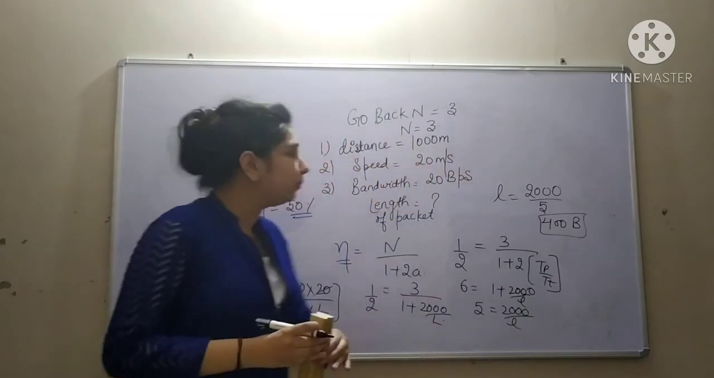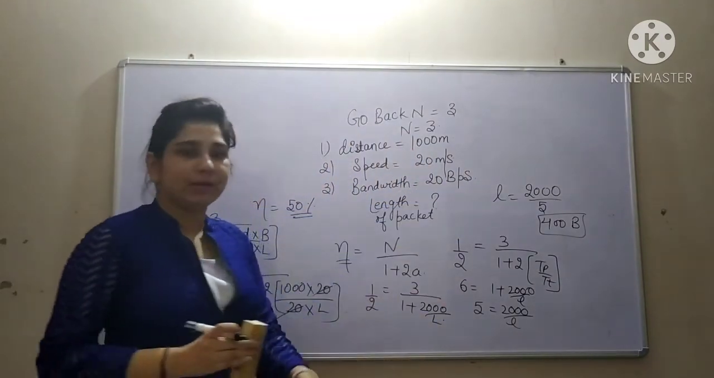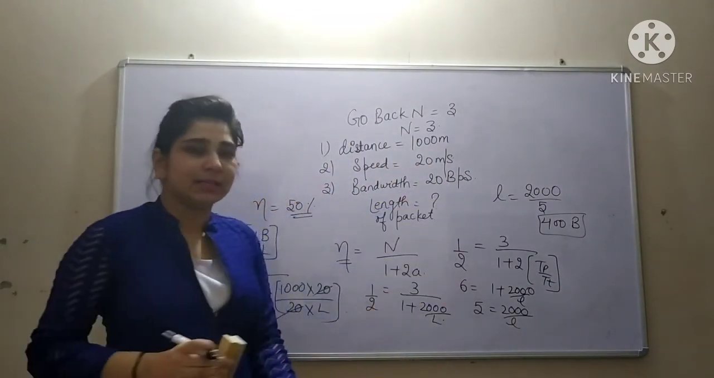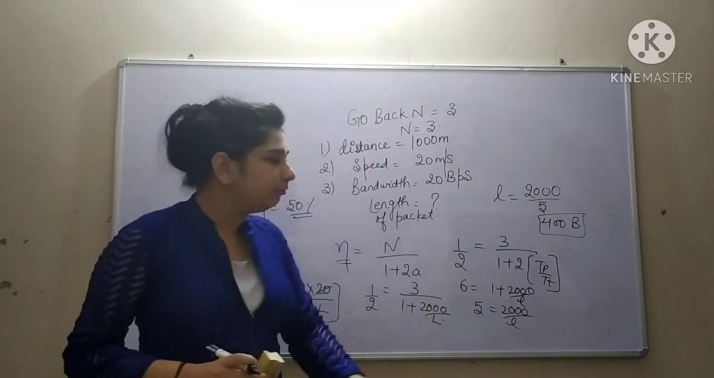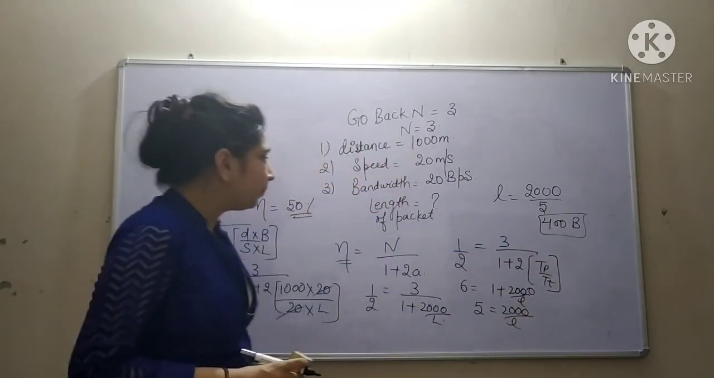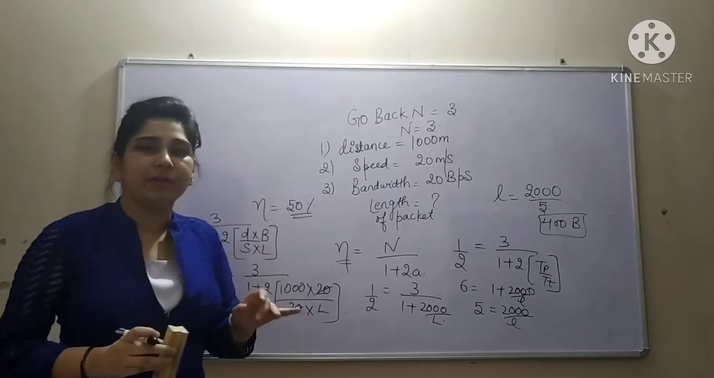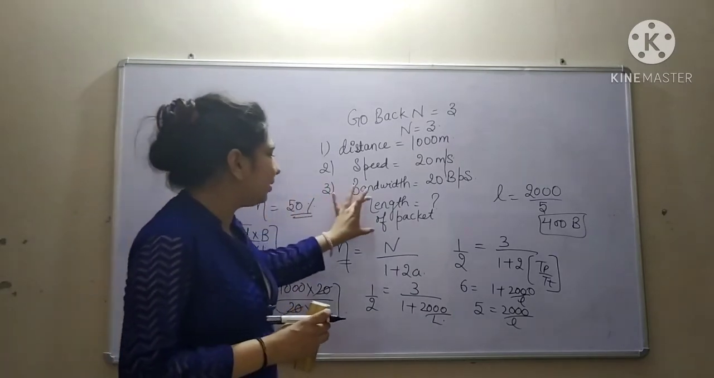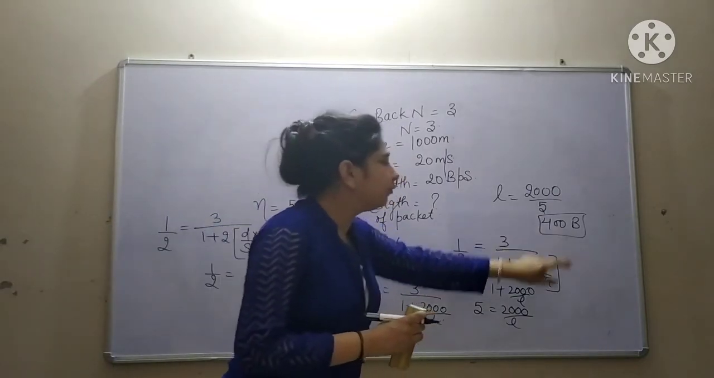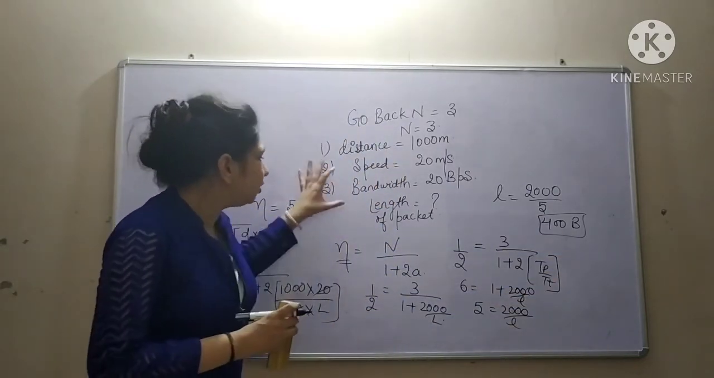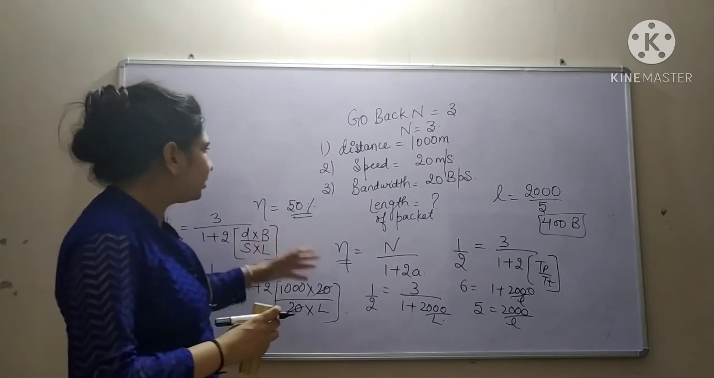I am taking bytes here because the bandwidth is given in the form of bytes. So how much length do we have? 400 bytes. So if we want efficiency to be around 50%, then what should be the length of the packet? Around 400 bytes. So this is how we solve the questions of go back n.